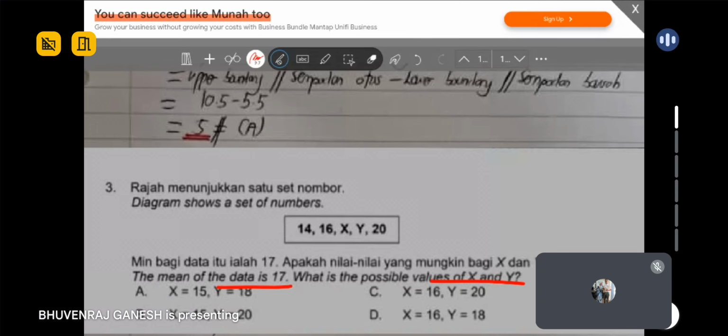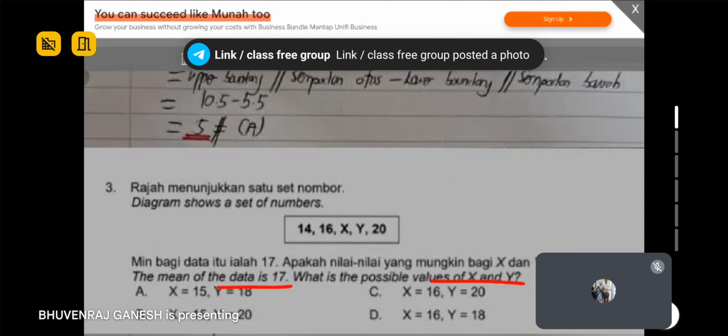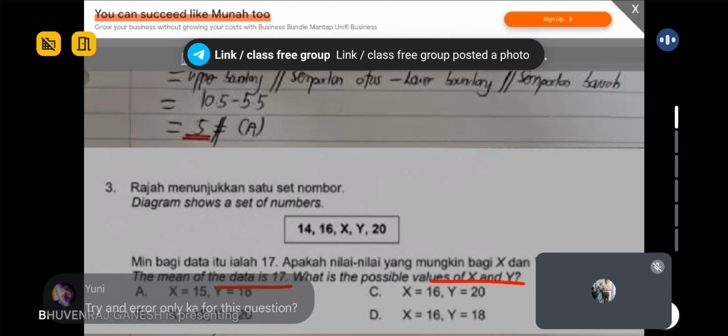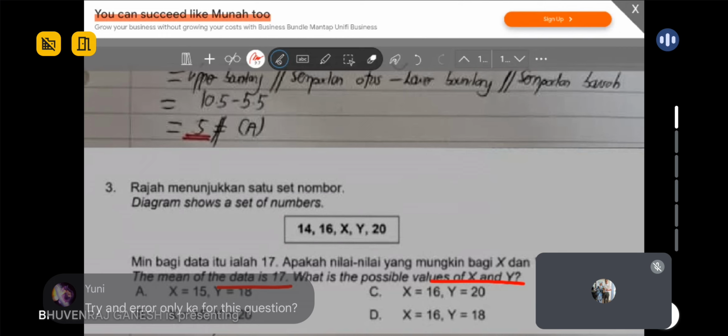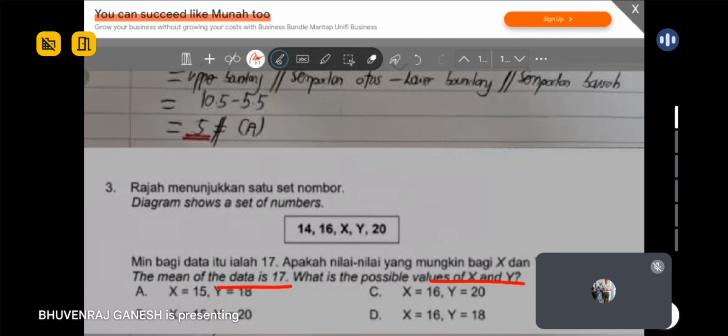So bila dapat jawapan, kamu terus komen. A, B, C atau D. Yes, correct, guys. You must use trial and error only. No other method.